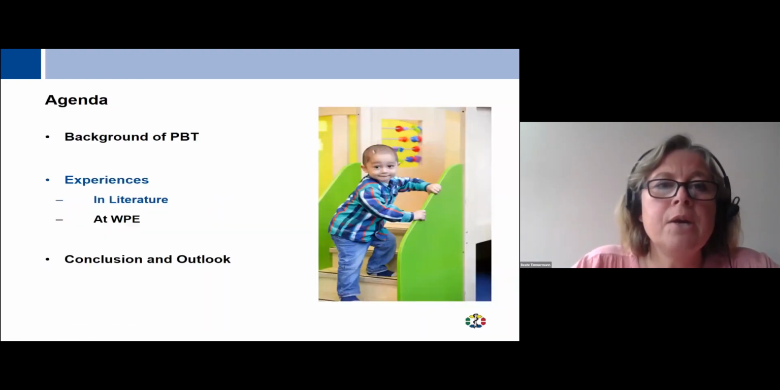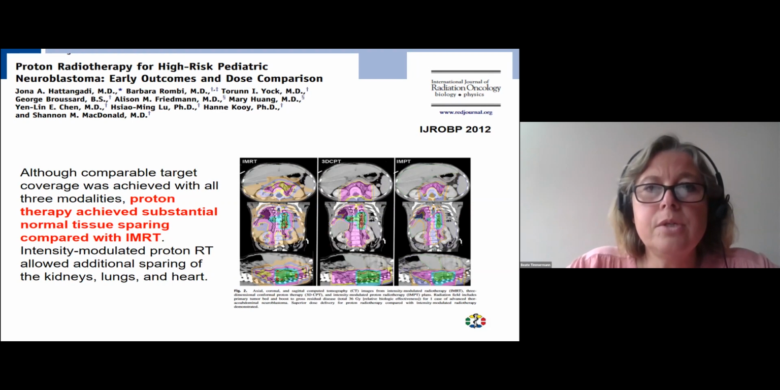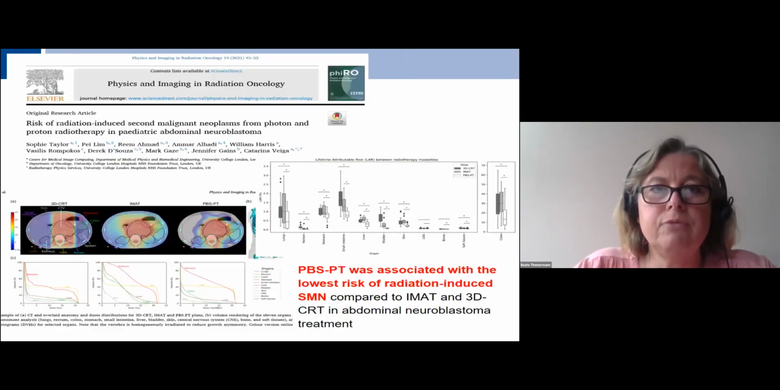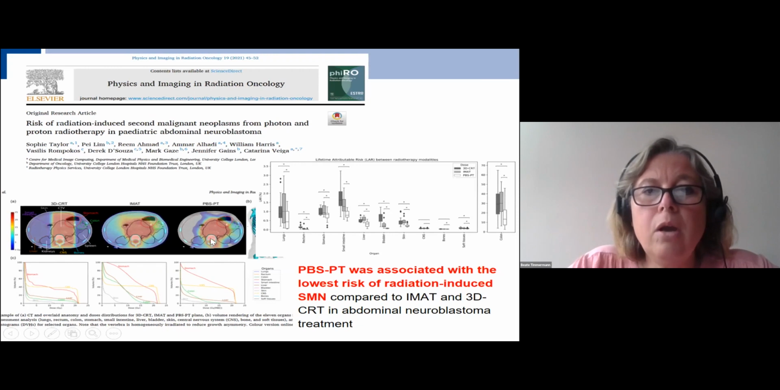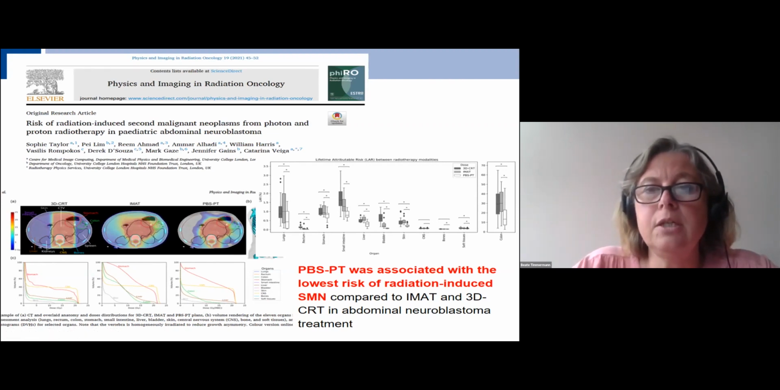We need highly conformal radiation techniques. When we look into the literature, it was understood quite early, when comparing dose distributions from conventional photon therapy, IMRT, or proton beam therapy, that proton therapy achieved substantial normal tissue sparing when compared with IMRT. That, of course, was very attractive for neuroblastoma. It was also understood that the smaller irradiated volume with proton therapy was, in models, associated with a lower risk of radiation-induced secondary malignancies, which is also very important when looking at young children.